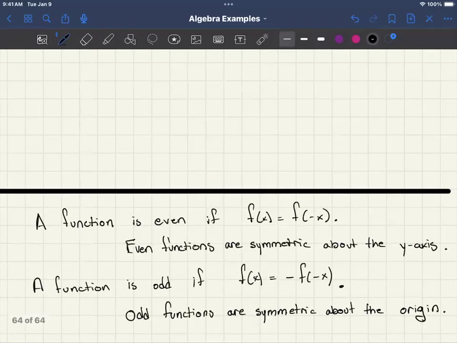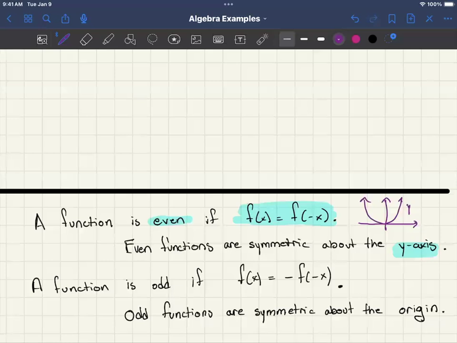A function is known to be even if f of x is equal to f of negative x. So it doesn't matter whether you put the number in there or the negative of that number, you get the same output no matter what. We see this on a graph when it is symmetric about the y-axis. The easiest example to look at would be y is equal to x squared. If we plug in the number 2, we get 2 squared, which is 4. And if we plug in the number -2, we get -2 squared, which is also 4. So the output is the same no matter what number we pop into it.